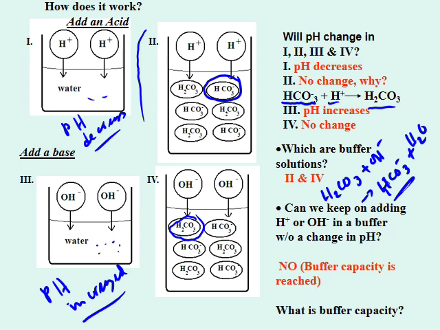So this tells you that H2CO3 is a weak acid, and HCO3 minus is the conjugate base of the weak acid. Whenever you have a mixture of both, it's going to act as a buffer solution. Whenever you add H plus, HCO3 minus would be there to grab it. When you add OH minus, H2CO3 would be there to grab it. So overall, there'd be no change in concentration or no change in pH.